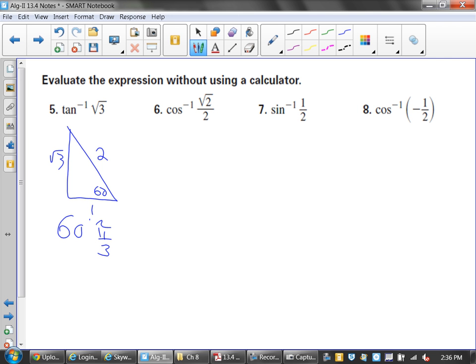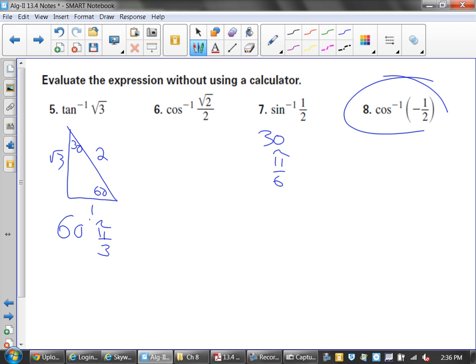Cosine inverse of root 2 over 2, we all should know this one off the top of our head. Very good. Pi over 4, or 45 degrees. Everybody got that one? Okay. Sine of 1/2. Again, we're using the 30, 60, 90 triangle. Which one of the angles gives me 1/2 for that sine? 30, or pi over 6. Good. The last one is the weird one.